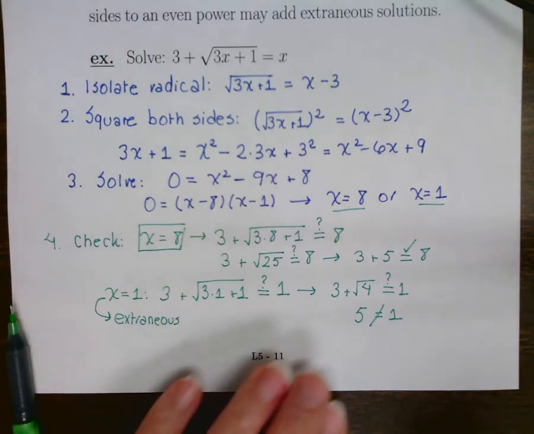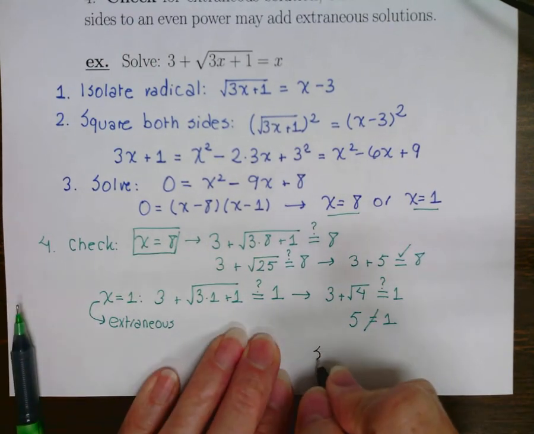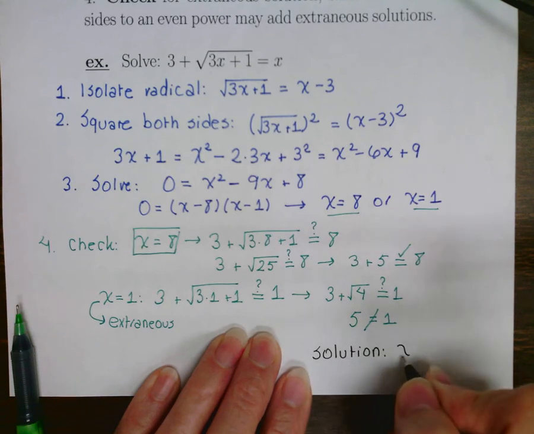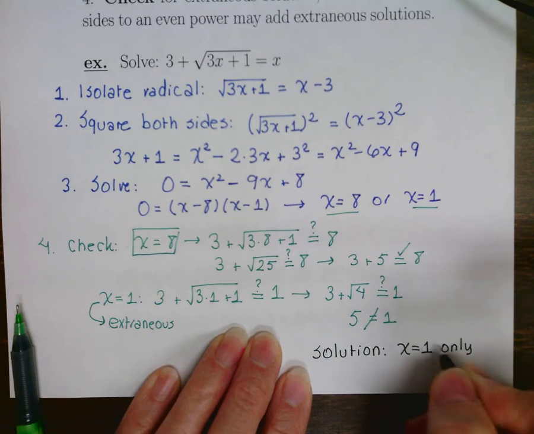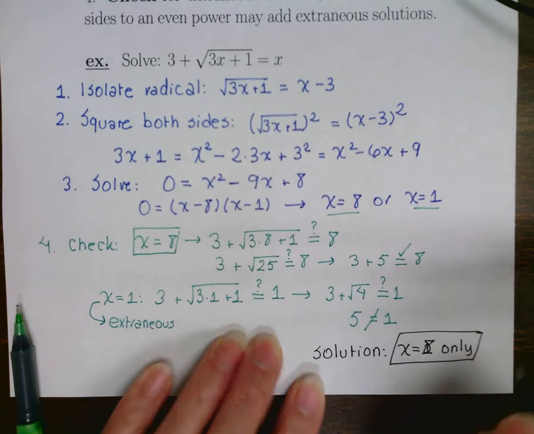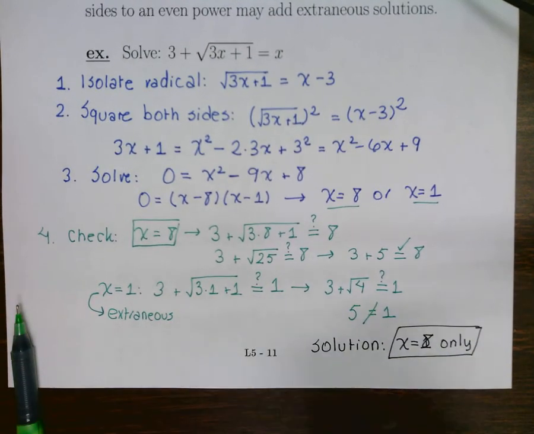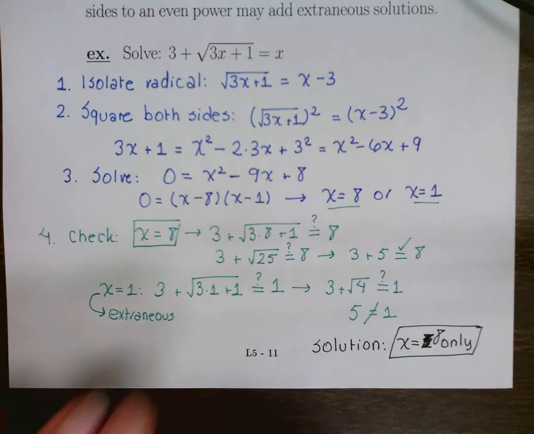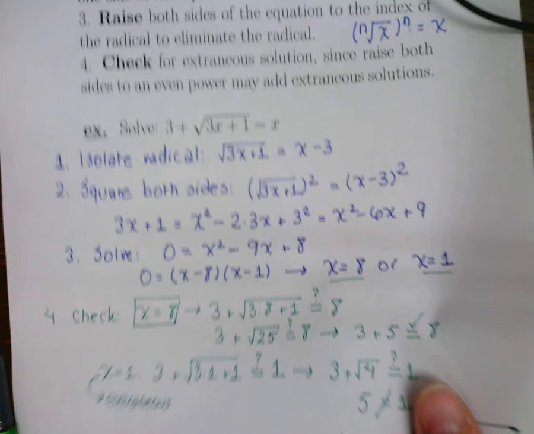And my final answer is x equals 1 only. I'm sorry, x equals 8 only. x equals 8 only. Okay, x equals 1 is extraneous, so 8 is the correct solution. Okay, thank you. Now, let's look at another example.